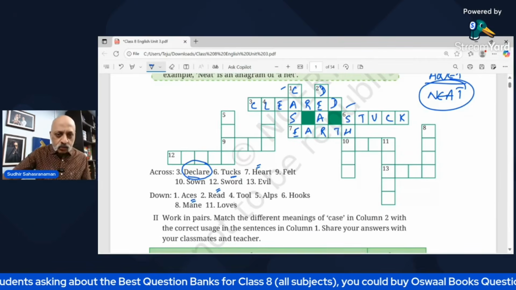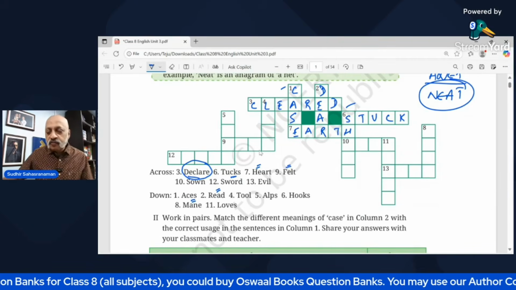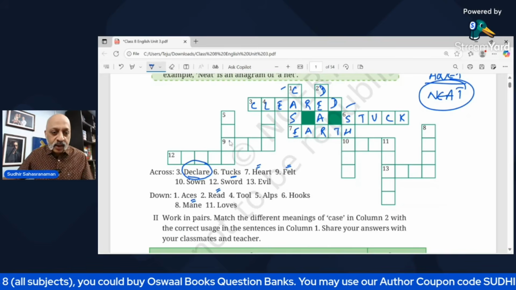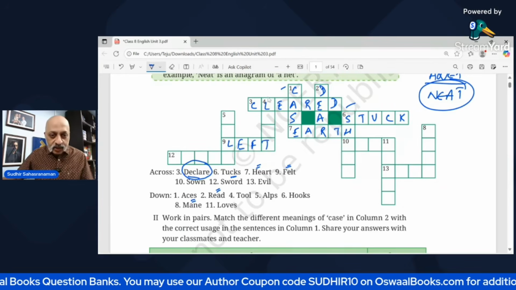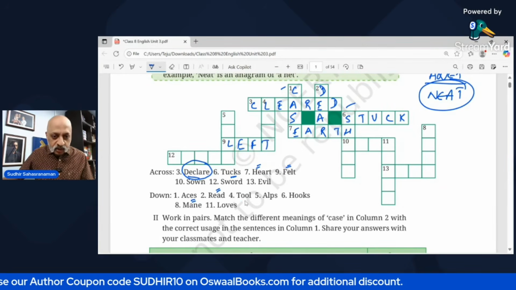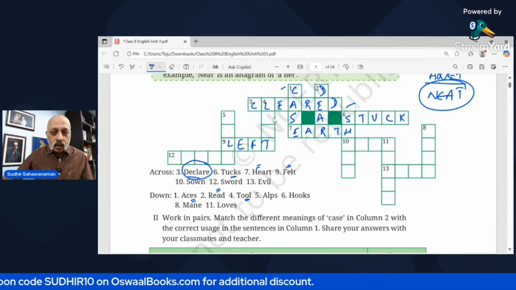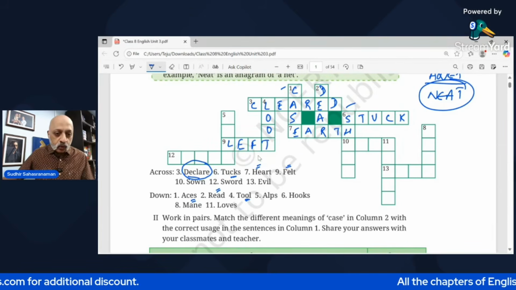Now let's come back to across. The ninth one is felt. Where is 9? Felt. The anagram can be left. Okay, left. Now let's do fourth down so that this one gets solved. The fourth down is tool. So fourth down would be loot, right? The fourth down will be loot.